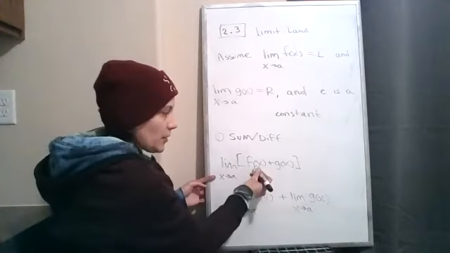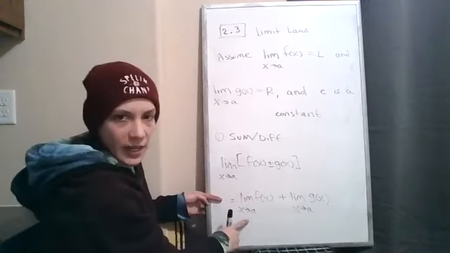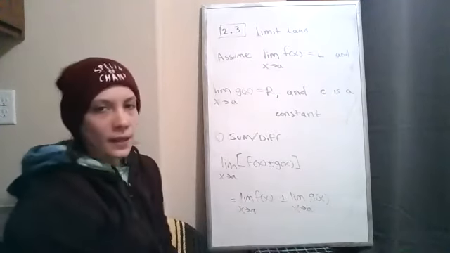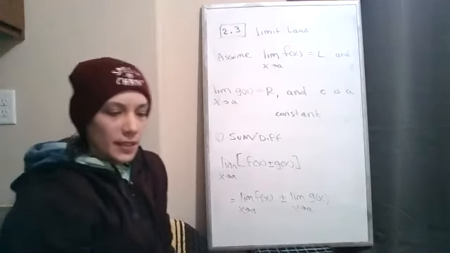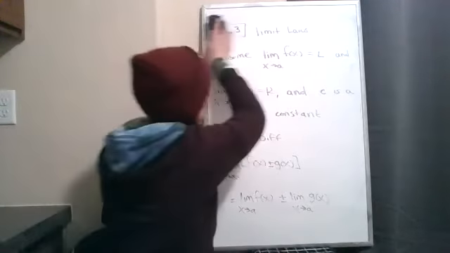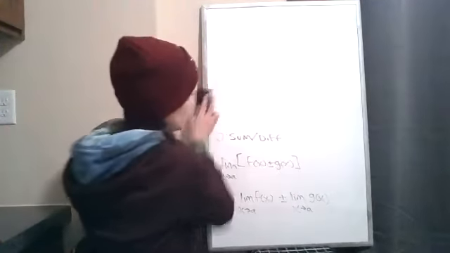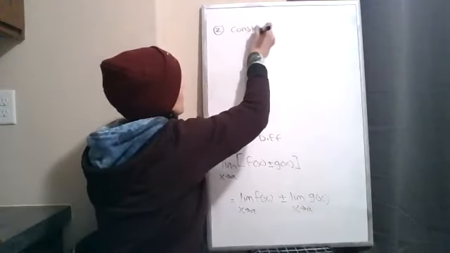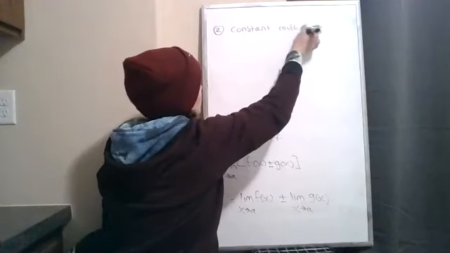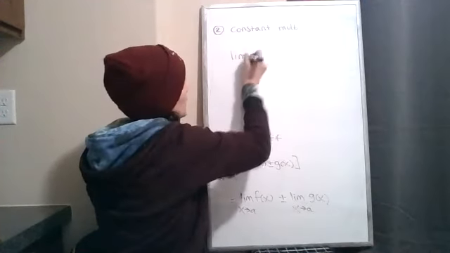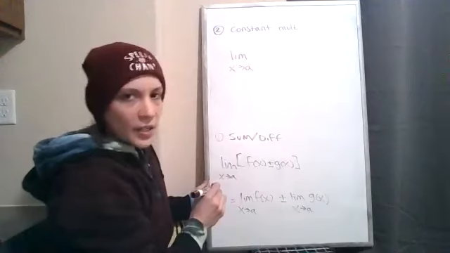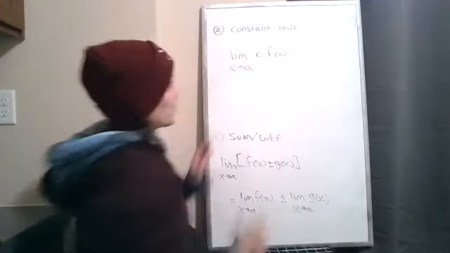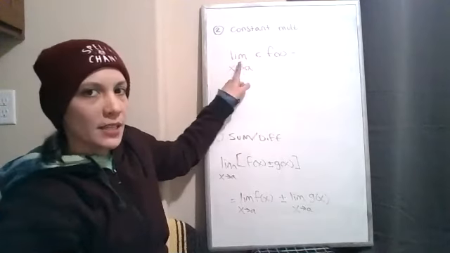It's also true if you have f of x minus g of x, you can do the limit of f of x minus the limit of g of x. Number 2, constant multiple rule. The limit as x goes to a of c times f of x. So you can have c times the limit as x goes to a of f of x.